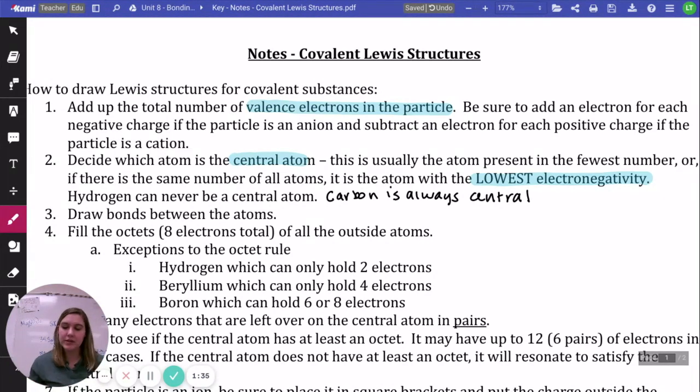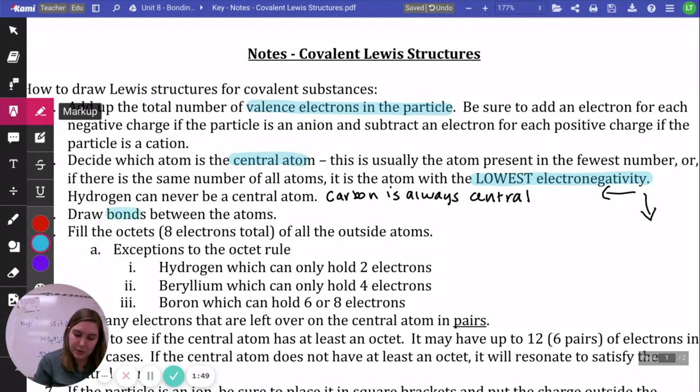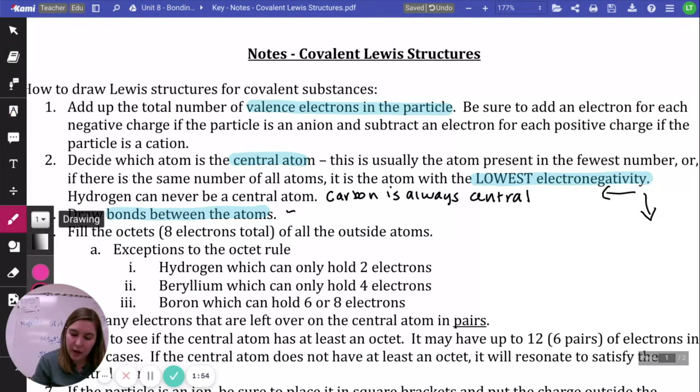And you can determine which one is the least electronegative because it's going to be the one furthest to the left and furthest down. So the further down and the further to the left you are, the less electronegative you are. Okay, then we're going to draw our bonds between atoms. So you're just going to bond them all to the central atom. And we just draw bonds as like a dash, kind of. So we're going to draw these bonds between it. And each one of those bonds represents 2 electrons.